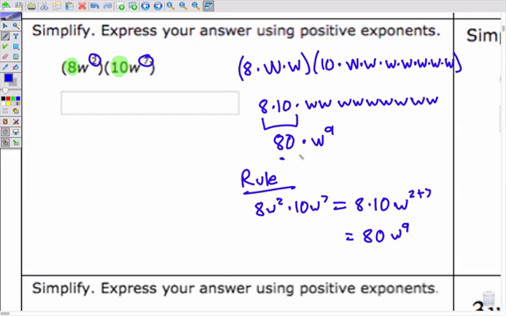So that gives me the same answer as when I expanded. You can use the rule, just be really careful with the coefficients. Make sure that you're multiplying those, not adding them.